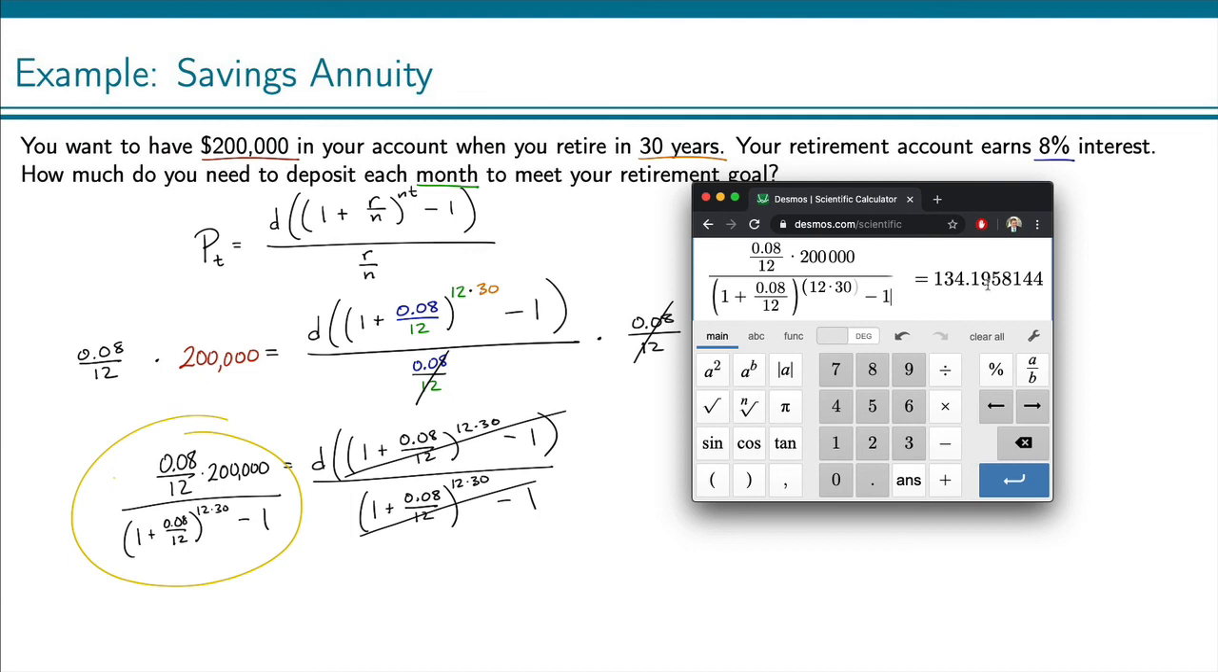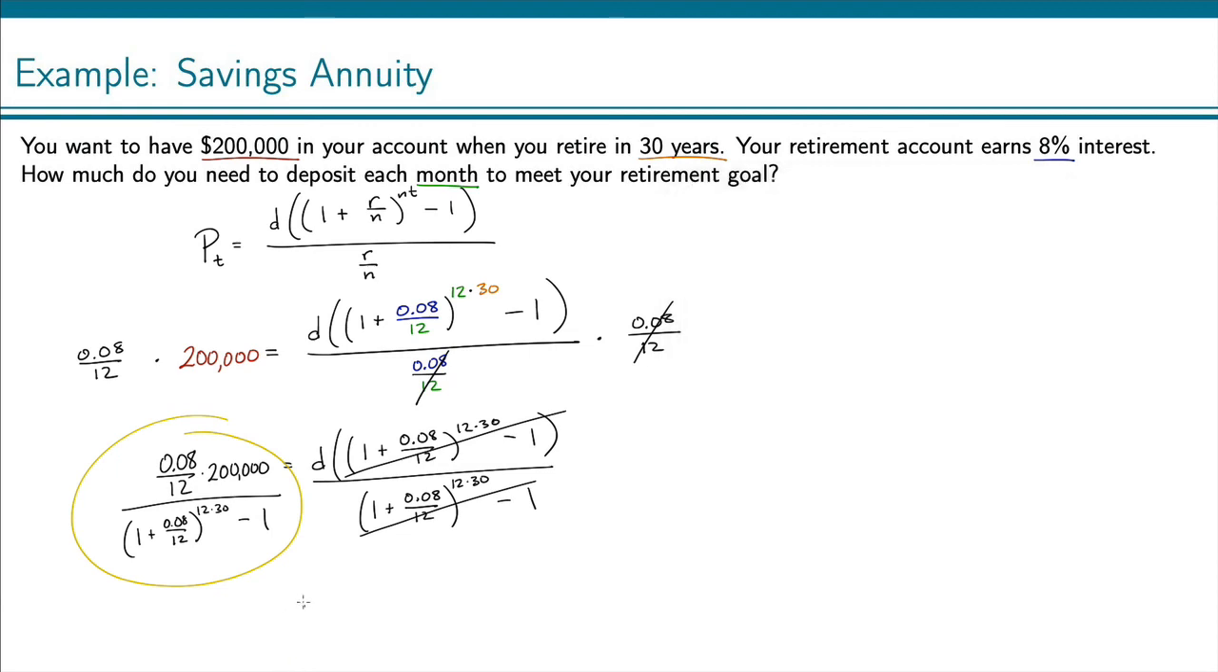We're going to go ahead and round that to the nearest cent. So that's 134, and we'll use that 5 to bump that up, so it actually bumps up to 20 cents. 134 dollars and 20 cents.